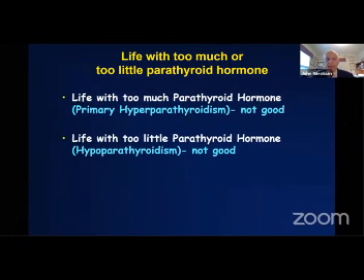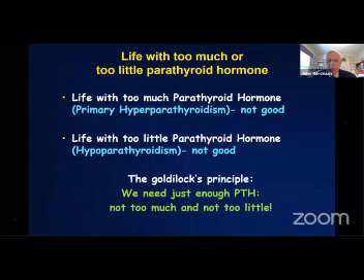So let me just end my talk. It came in two parts, and I would just summarize by making a comment, not too philosophical, but what is life with too much or too little parathyroid hormone? Life with too much parathyroid hormone, that is primary hyperparathyroidism, is not good. And life with too little parathyroid hormone, namely hypoparathyroidism, is not good. I think these two diseases illustrate the Goldilocks principle, which is we need just enough PTH, not too much and not too little.